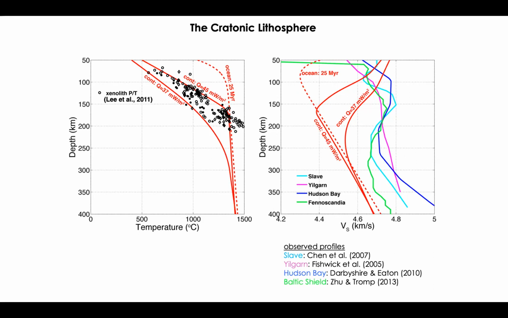The other profiles on the right, the blue, cyan, pink, and green, are shear velocity measured from real seismic data at four different cratons: Slave, Yilgarn, Hudson Bay, and the Baltic Shield in Europe. You can see that they're fairly different from what we predicted from the temperature profiles. One, they contain constant velocity or even increasing shear velocity in the uppermost 200 kilometers. Second, they lack a really prominent low velocity zone. Third, they're a bit slower than the predictions at depths shallower than 100 kilometers, and then faster than the predictions at greater depths. So our simple predictions of shear velocity in the cratonic lithosphere don't match the observations, which suggests there's something fundamental about the seismic structure of cratons that we do not yet understand.